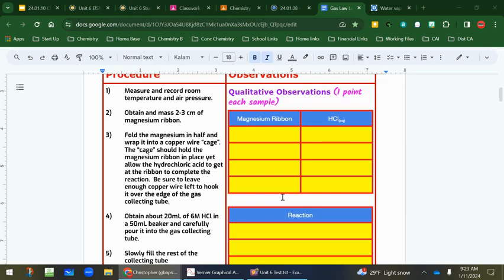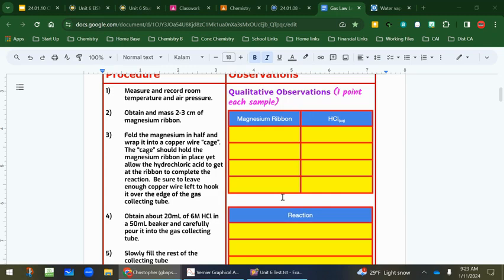Then you're going to get 20 milliliters of 6 molar hydrochloric acid. Now, you remember the hydrochloric acid we worked with in the last unit? The stuff that was really concentrated, the stuff that could burn your skin really bad? Good news, this is only half strength. Still strong enough to burn your skin, still strong enough to make you blind. So you need to be careful with it.